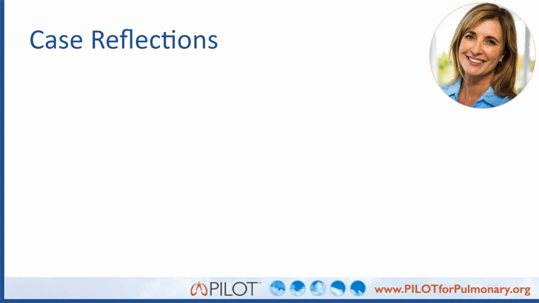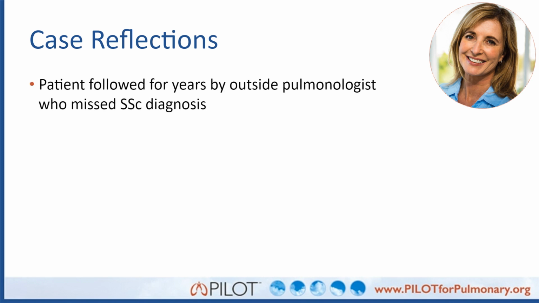So in terms of the reflections on this case, I think one thing that's important to highlight is, again, this patient didn't undergo a multidisciplinary discussion, and she was followed for years by an outside pulmonologist who missed the scleroderma diagnosis. And this can happen. This patient had limited skin disease, so it maybe was not so obvious that they had scleroderma compared to someone who might present with more diffuse skin disease.